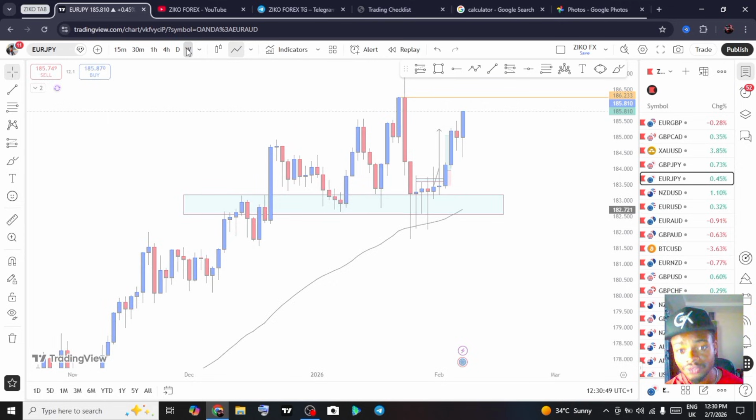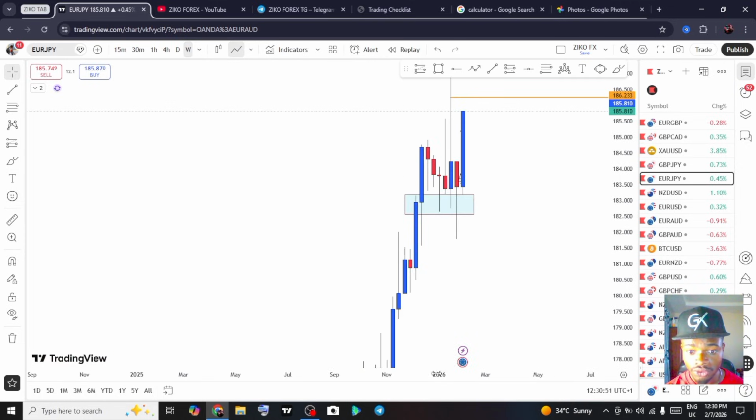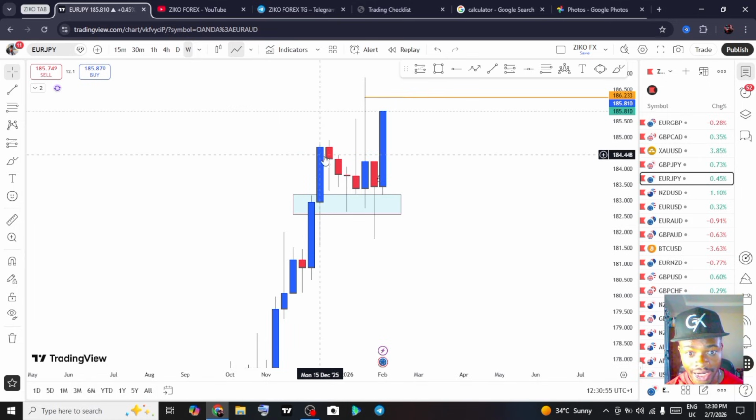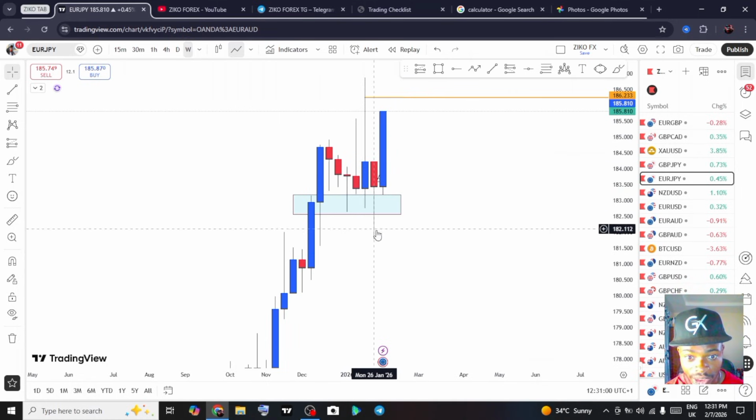If you look at the weekly time frame too, at that time we did not have this candle, right? This was last week. So what we had was just these candles. Price came, and you can see on the weekly time frame, price rejected that area of interest again.